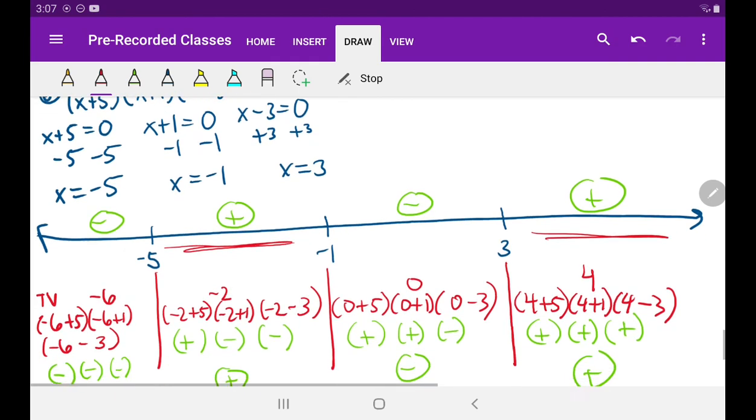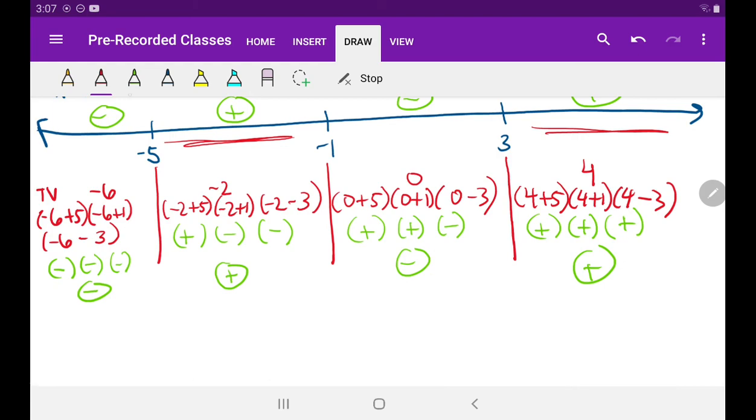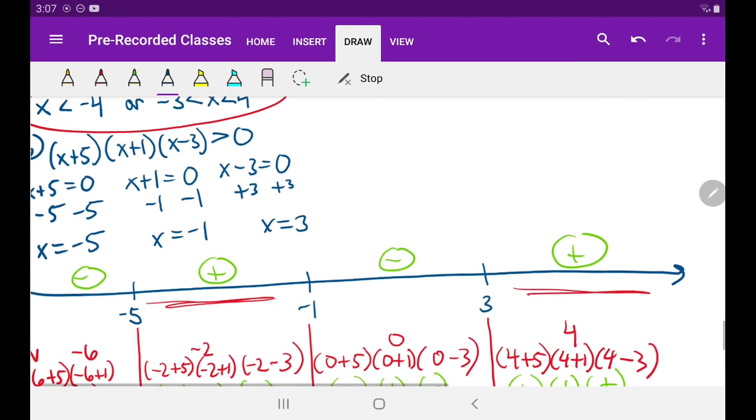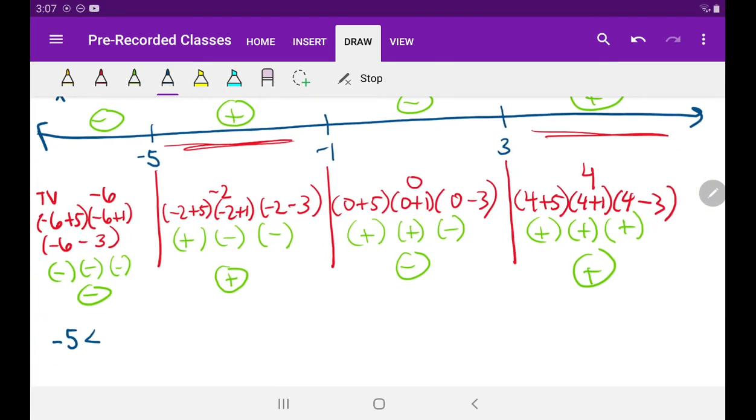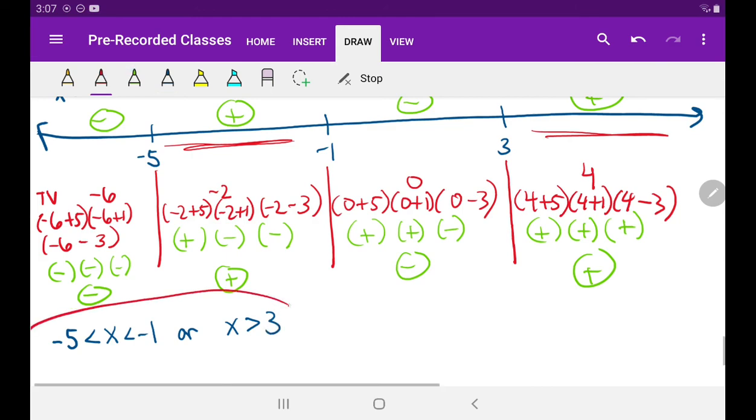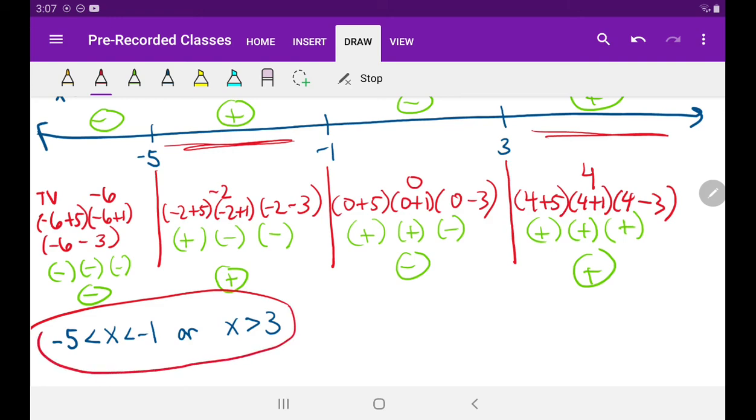So we've got to write that out with an inequality. So what that will look like is negative 5 is, let's see, is it less than? Okay. Negative 5 is less than x is less than negative 1, or x is greater than 3. So that is your answer to the last classwork problem. And so hopefully you're able to try out the homework problems on your own.